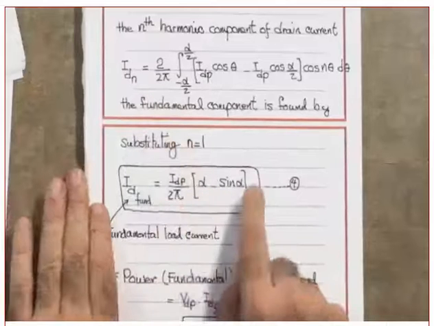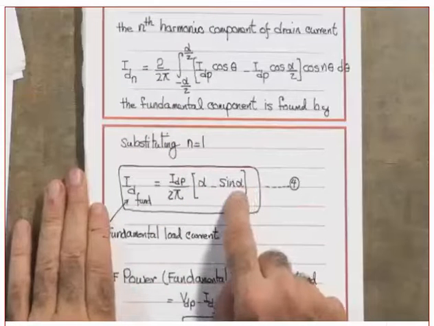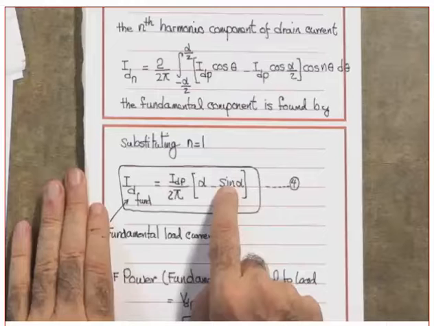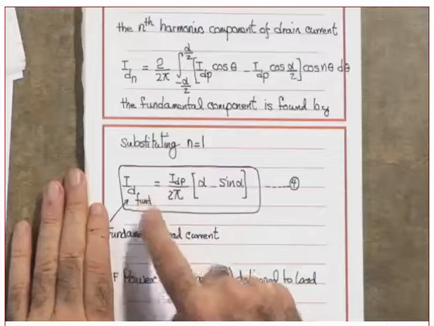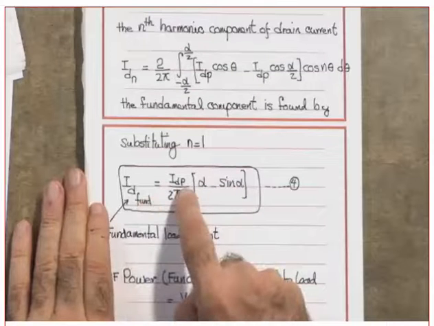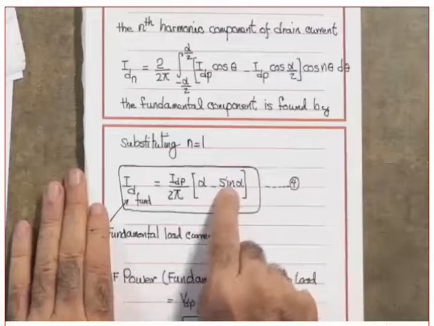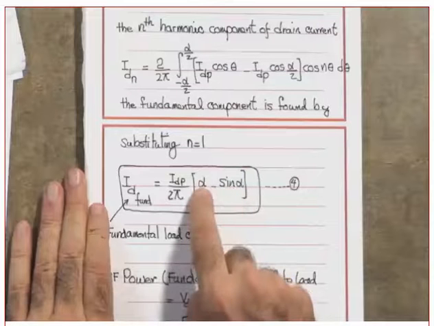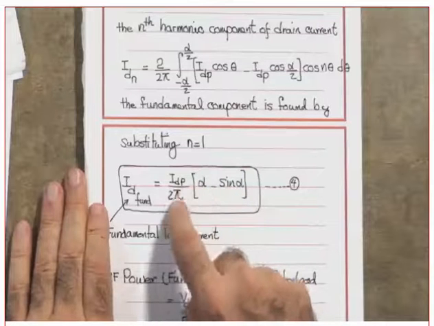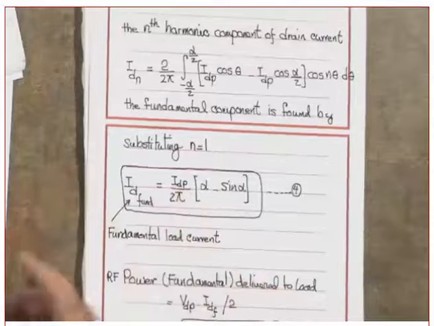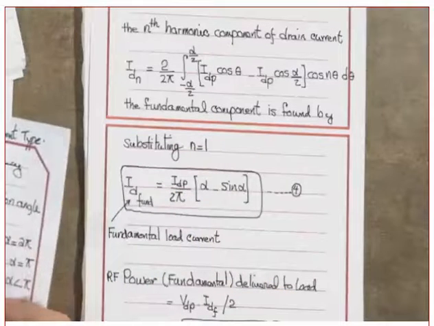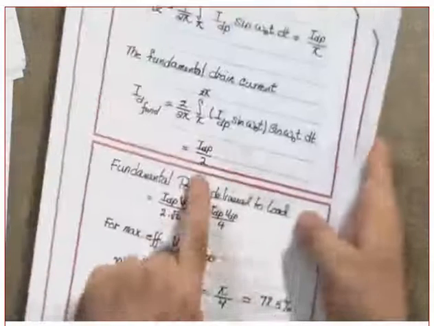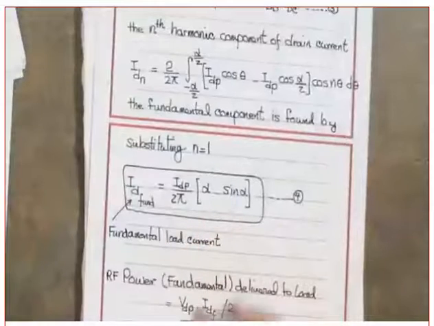Listen to me. Alpha equal to 360. What is sine 360? 0. And this 2 pi cancels with this 2 pi. I get the fundamental equal to IDP. Okay. For class B, alpha is 180. What is this? 0. What is this? Pi. And the pi cancels with this one. I end up with IDP over 2. Clear? So this one should be 2 here.